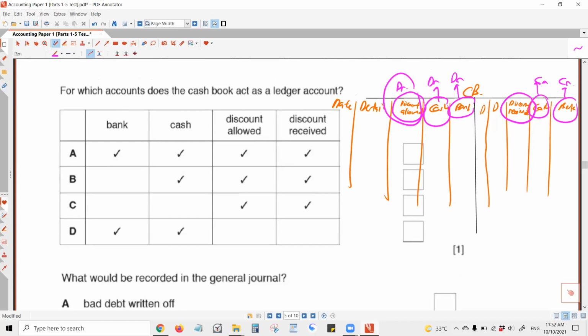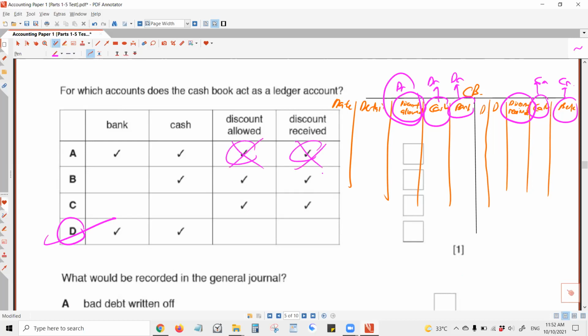No. Okay. So basically, discount columns in the cash book, they are not acting as accounts here. They are just the discount allowed and discount received column. They are not accounts here. So ensure that you choose only D. D is the answer. A common mistake made by students, they may go and choose the A.